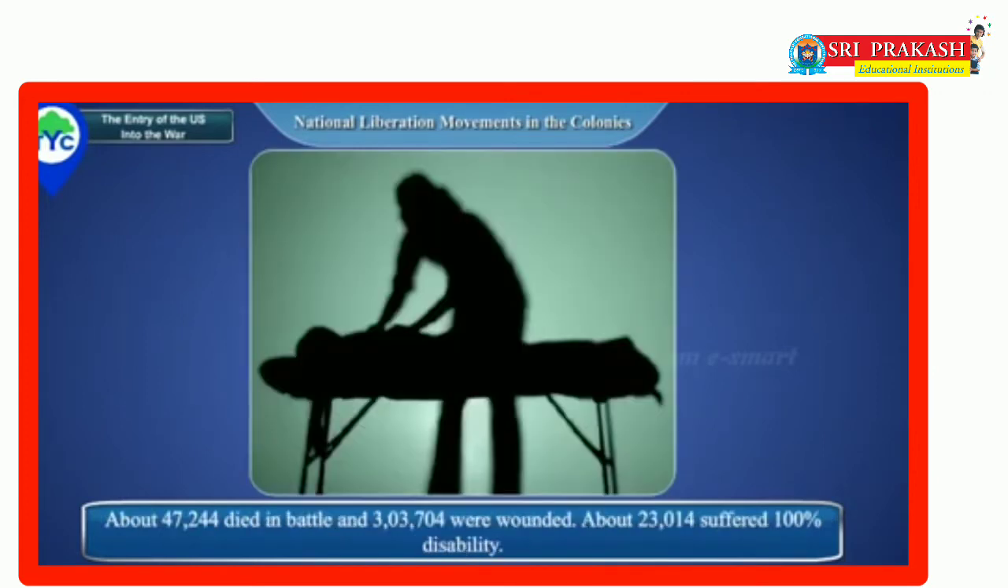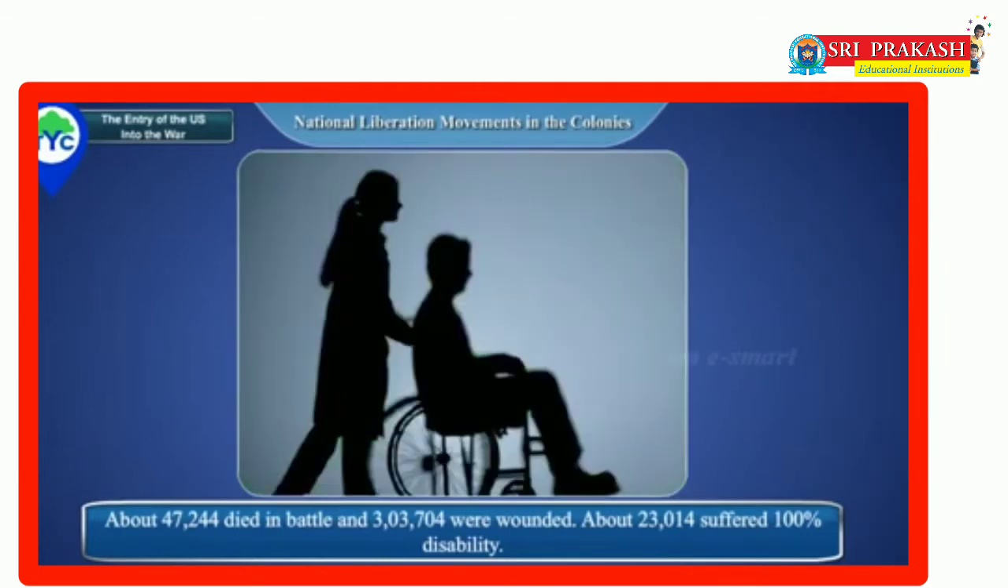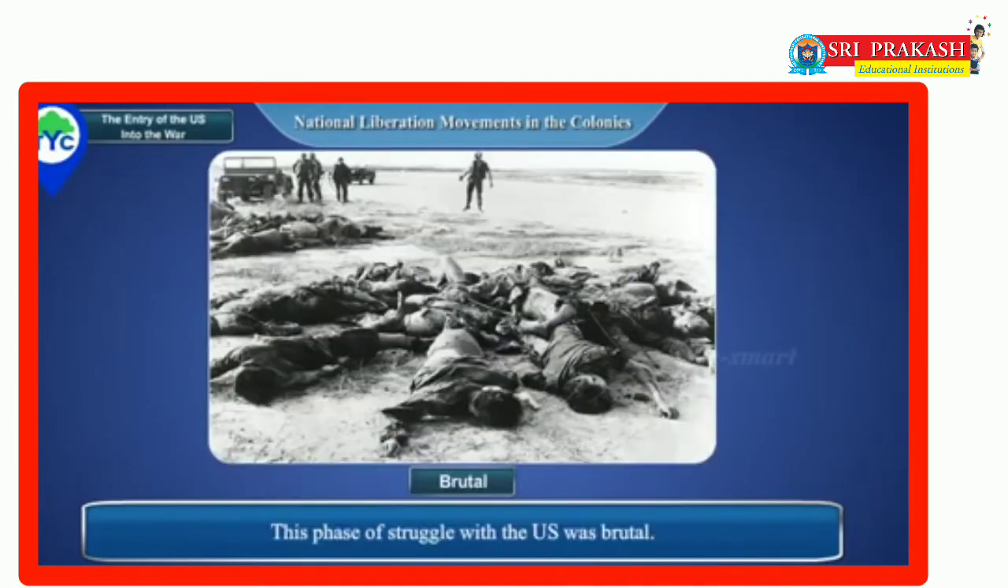About 47,244 died in battle and 3,03,704 were wounded. About 23,014 suffered 100% disability. This phase of struggle with the US was brutal.